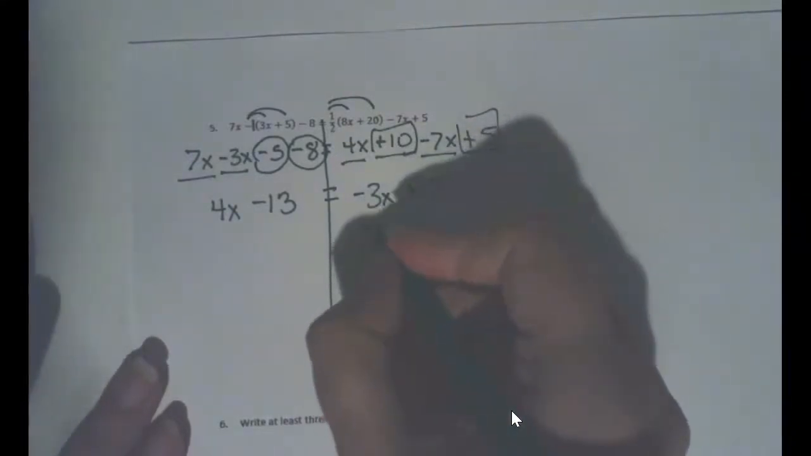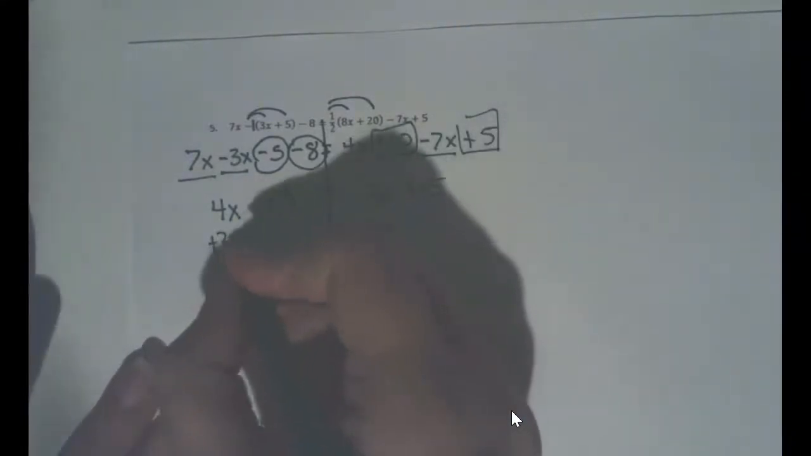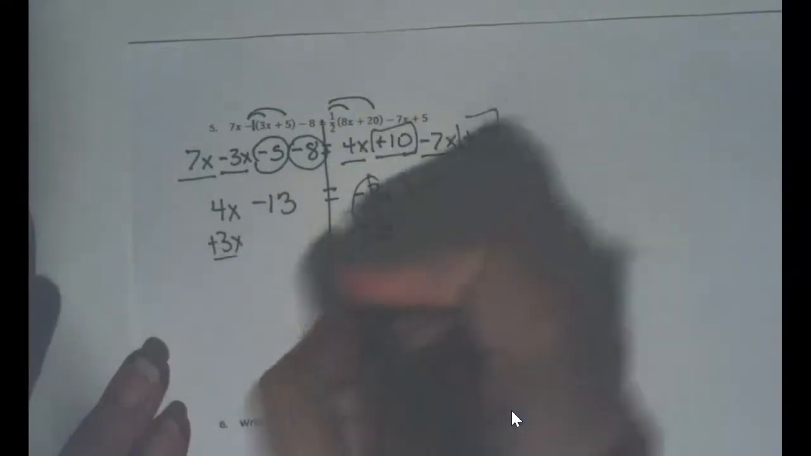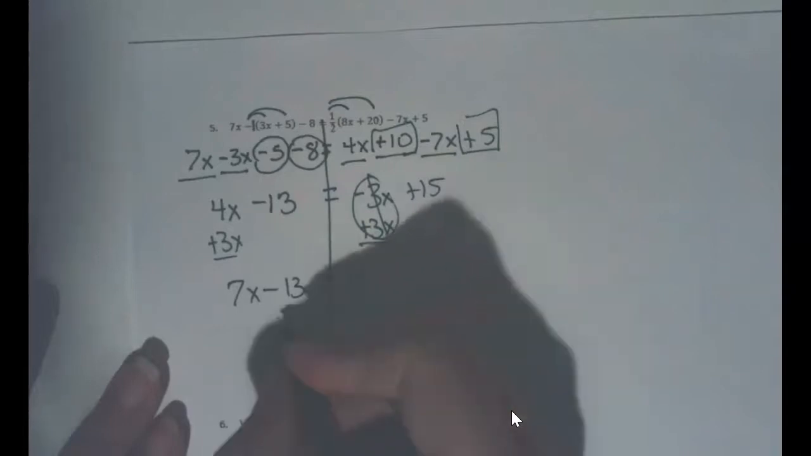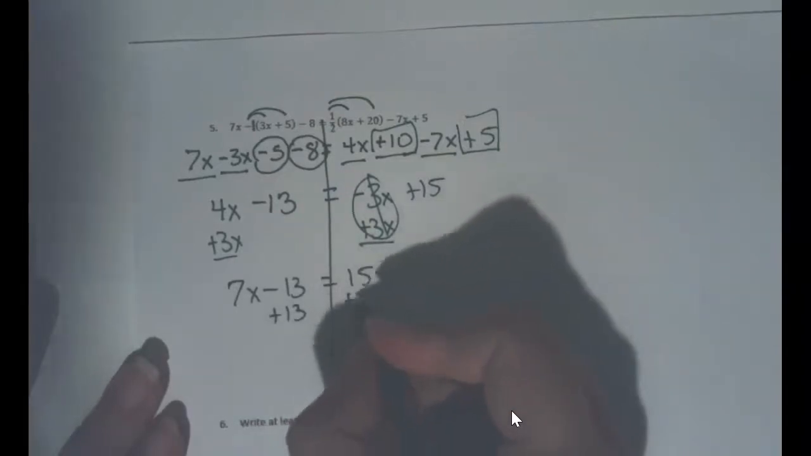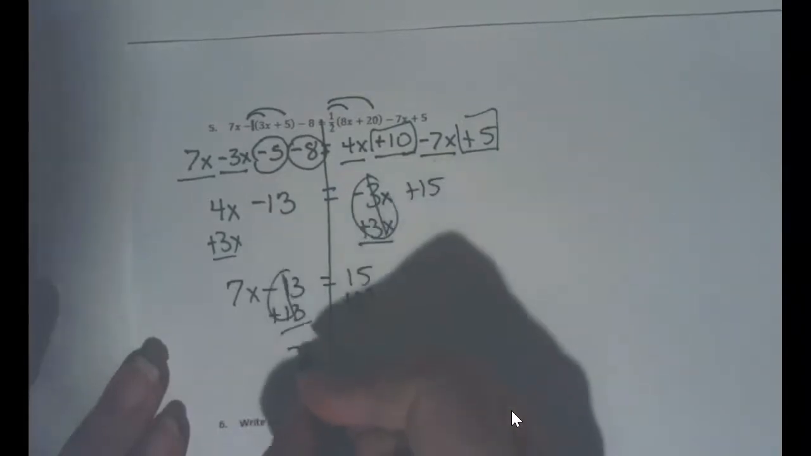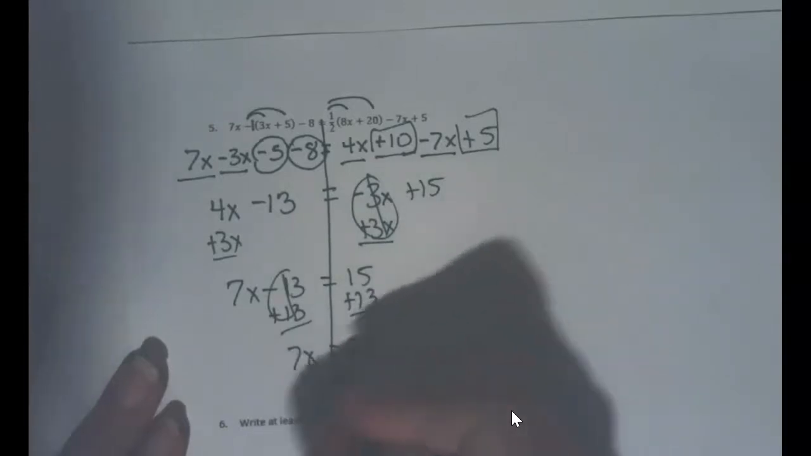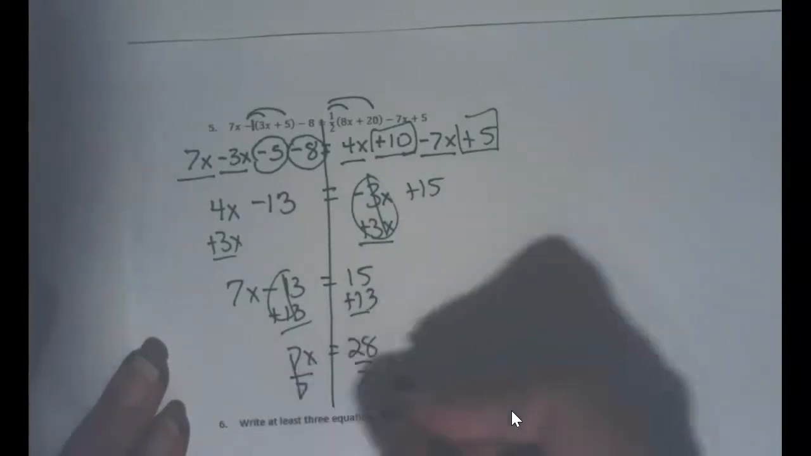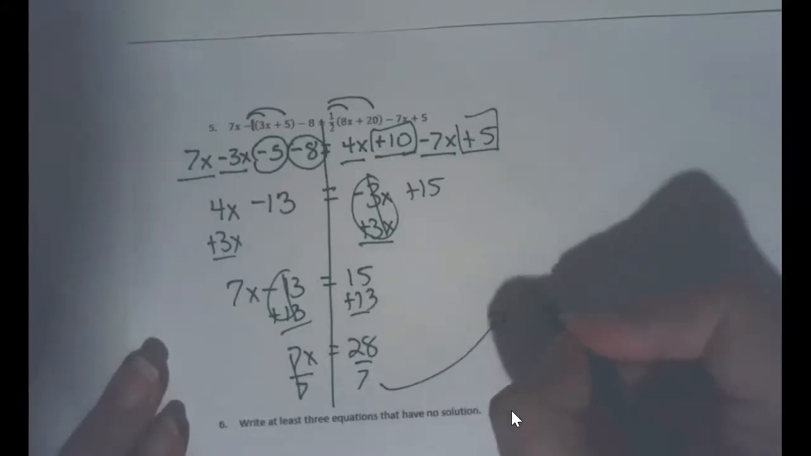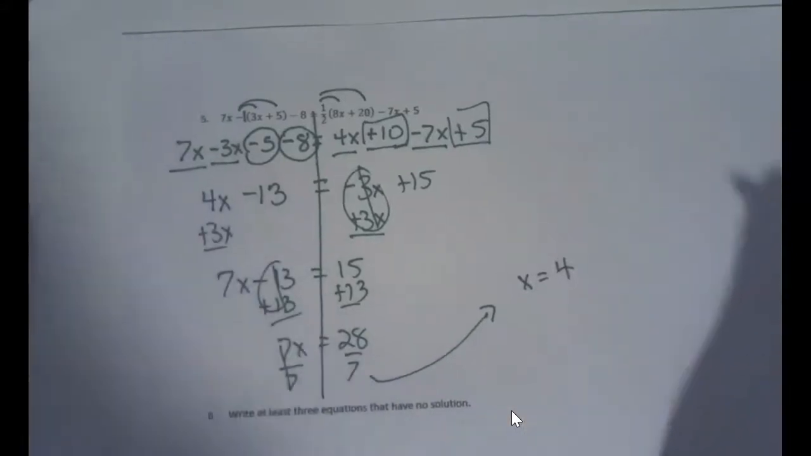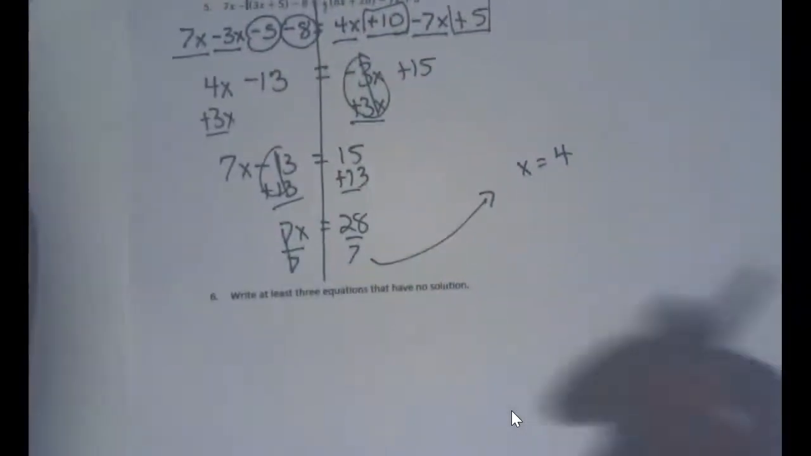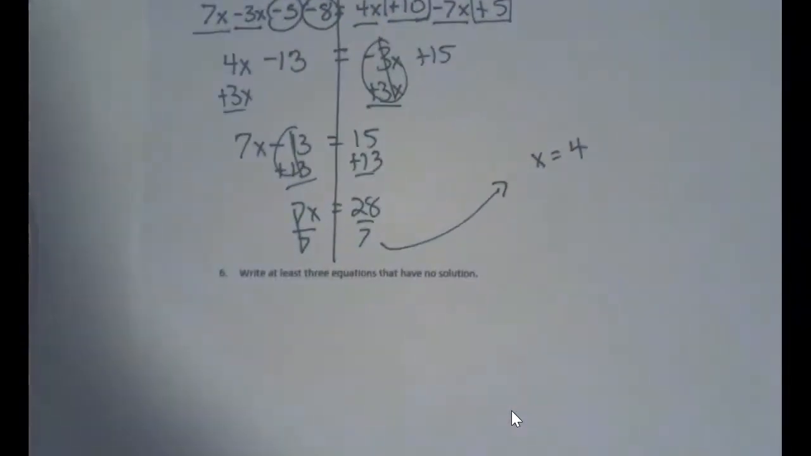Now I'm going to move all my variables to the same side. 7x minus 13 is 15. Move all my constants to the other side. 7x is 28. Divide by 7. Scoot over here. X is 4. That was a lot nicer answer than we've been getting.